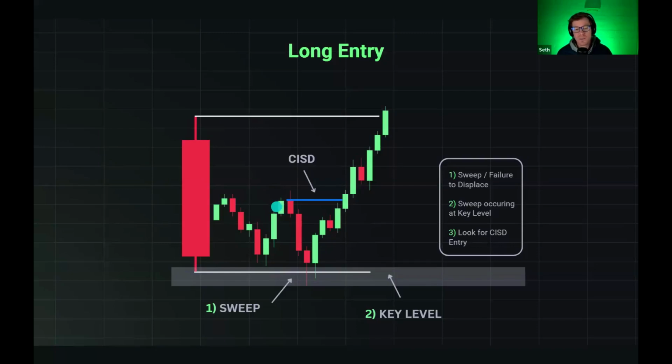And then we want to observe how strong was this manipulation that caused the CISD. You can see aggressive move to sweep, aggressive move back to break the CISD. That's a stronger confirmation for us. And then we're just waiting for price to break the CISD and to close over the CISD. And that's going to give us strength and confirmation and make us feel confident. And then we just simply enter, where there's no more second guessing.